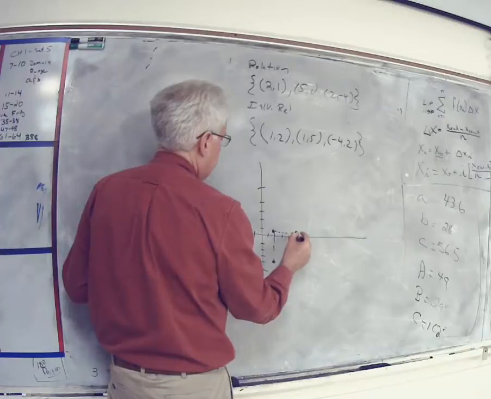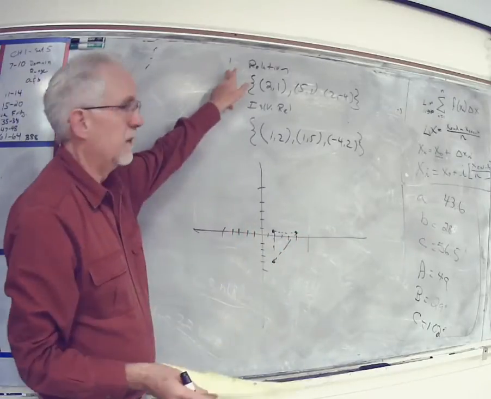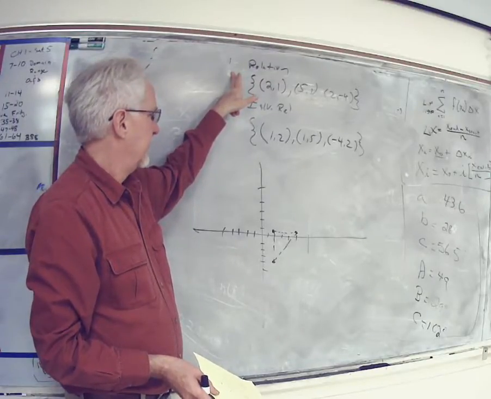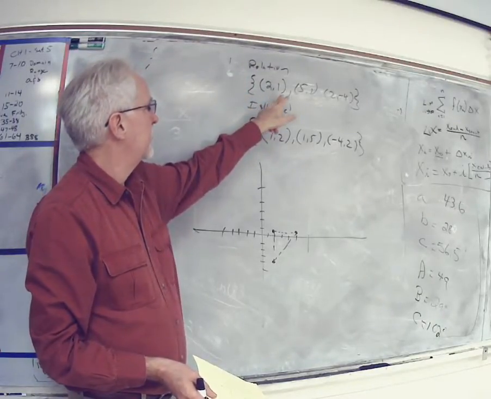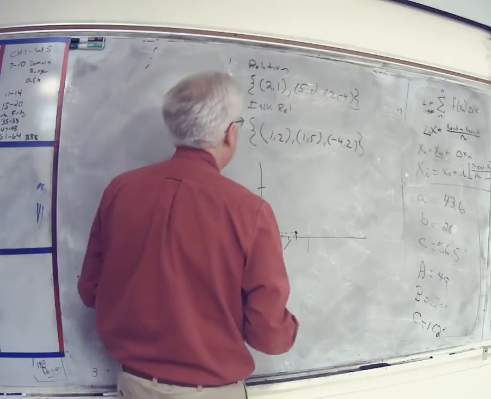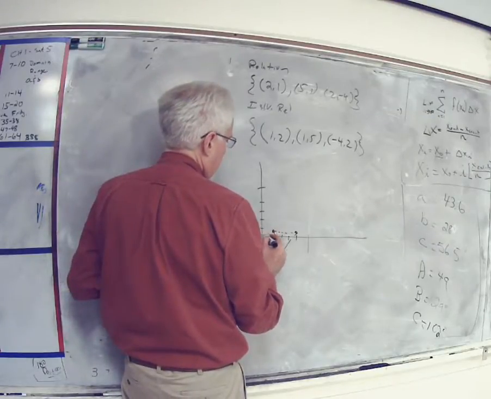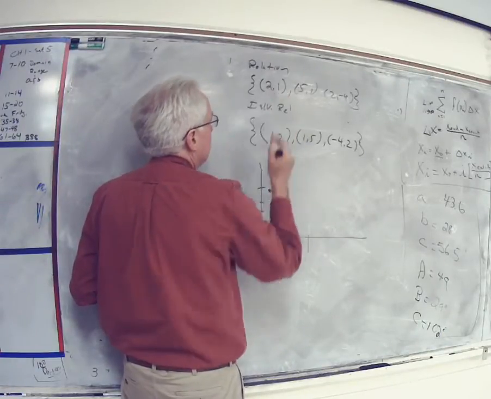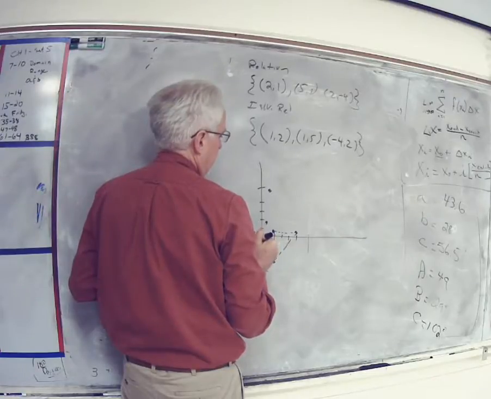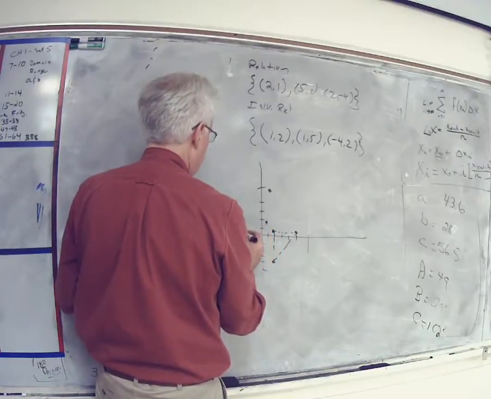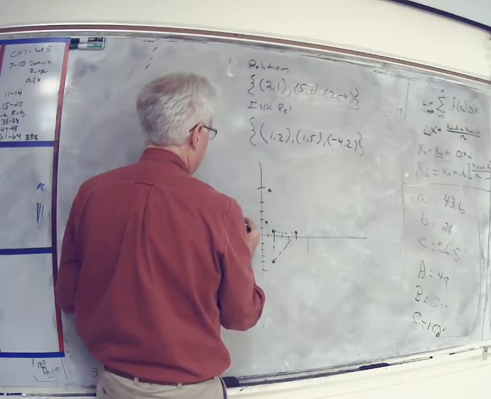So the first question: this is a relation, is it a function? No. Why is it not a function? Because 2 goes to 1 and 2 goes to minus 4. It's still a relation, but it's not a function. Okay, let's look at the inverse. Where do I go? (1, 2), (1, 5). Is the inverse of this relation a function? No, it's not either. And then where do we go? Minus 4, and 2.